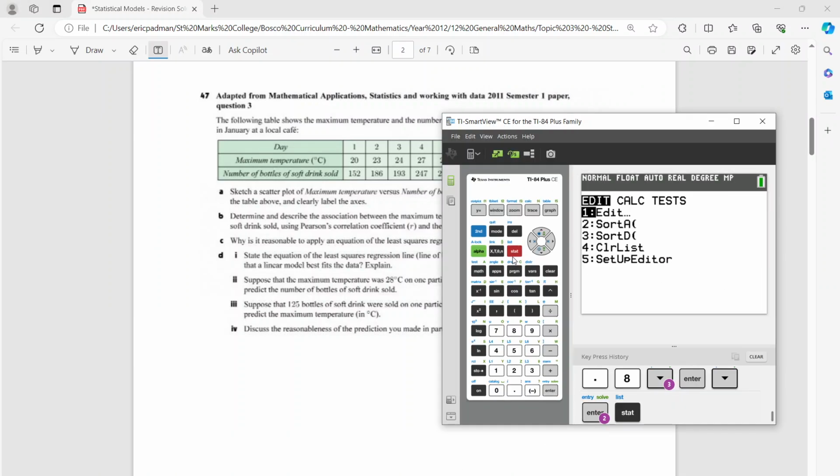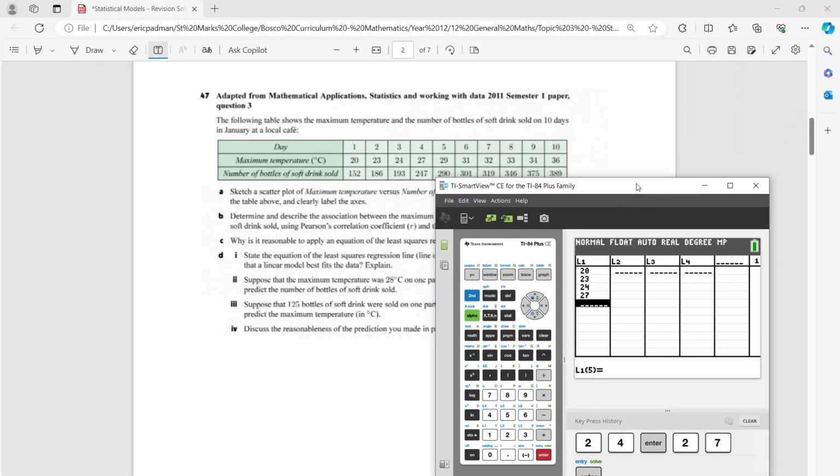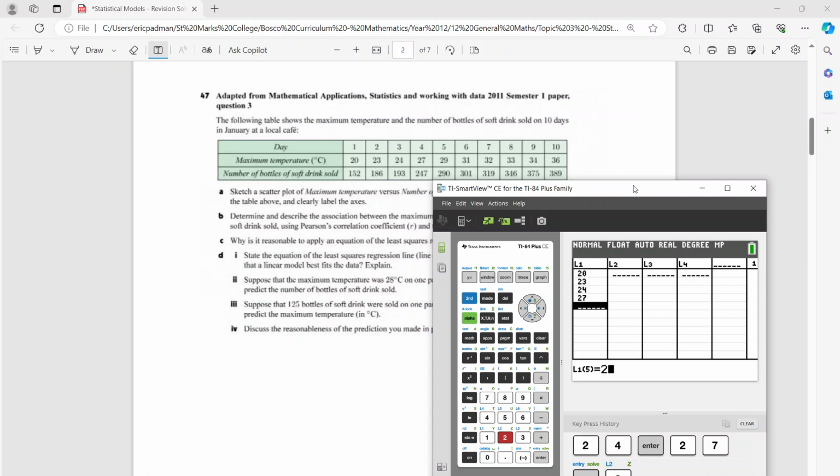So let's go enter this into our calculator. Okay, let's delete everything. All right. So 20, 23, 24, 27, 29, 31, 32, 33, 34, and 36.